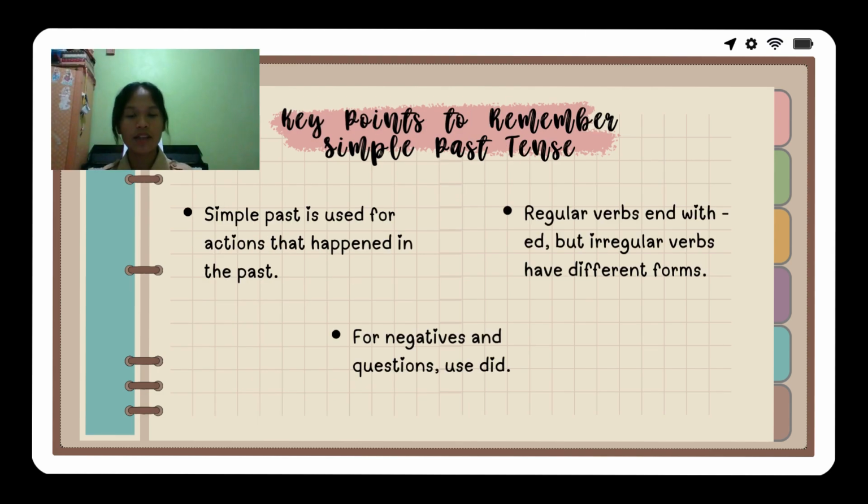The last slide is key points to remember how to use simple past tense. Simple past tense is used for actions that happened in the past. Regular verbs and irregular verbs have a different form. Regular verbs end with ed, but irregular verbs have different forms. And for negative and interrogative sentences, we use did.